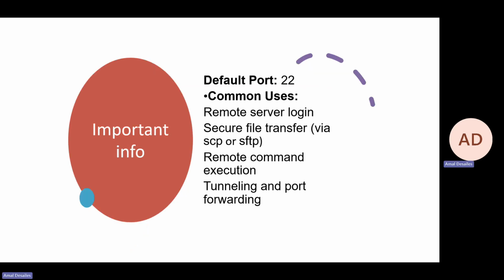The important things to know about SSH: the default port number is 22. Some common uses are logging into remote servers, secure file transfers with SCP or SFTP, running commands on remote systems, and creating secure tunnels or port forwarding. Because it is so widely used, SSH is often the first target attackers scan for when trying to compromise systems, which is why hardening it is so important.